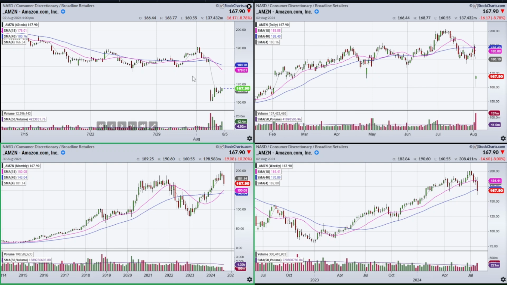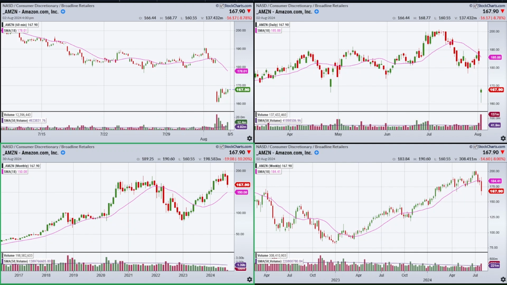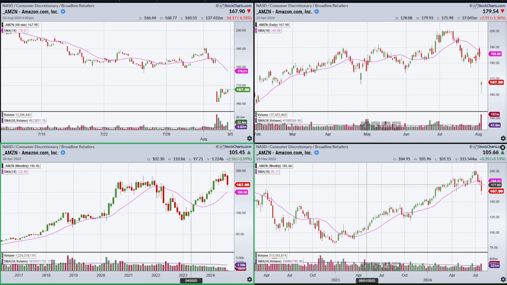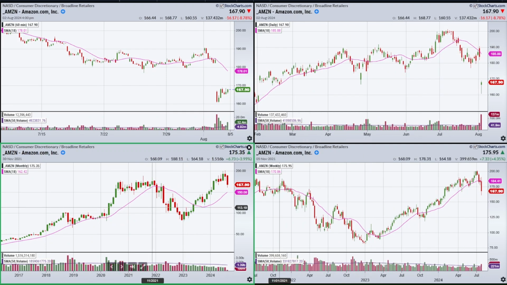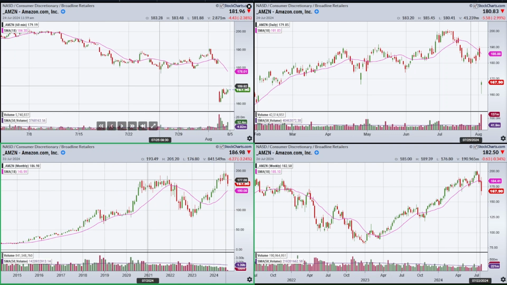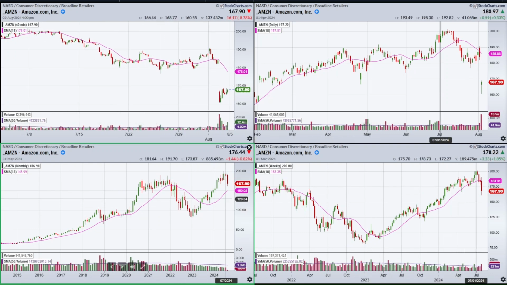Now, what I want you to do is, I've got Amazon here with 4 time frames. I'm going to flip this over. Now, look at what we've got here. We've got the same chart and the same time frames, basically looking at everything, but we only have the 18 MA up right now. Here's what I want to explain.